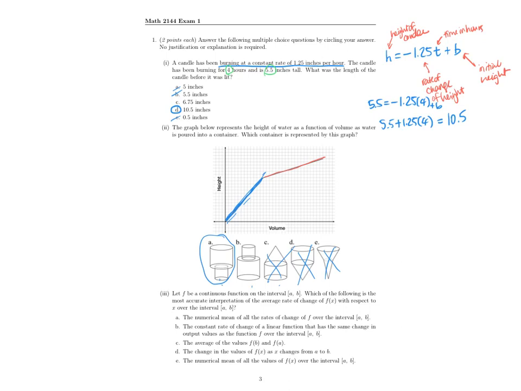Number 3, let f be a continuous function on the interval AB. Which of the following is the most accurate interpretation of the average rate of change of f of x with respect to x over the interval AB?